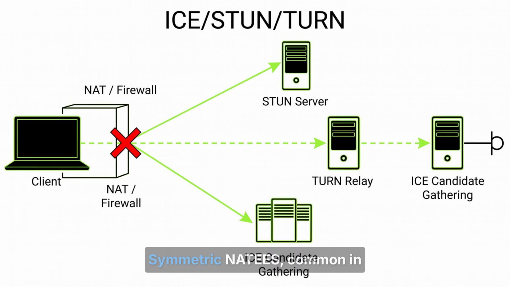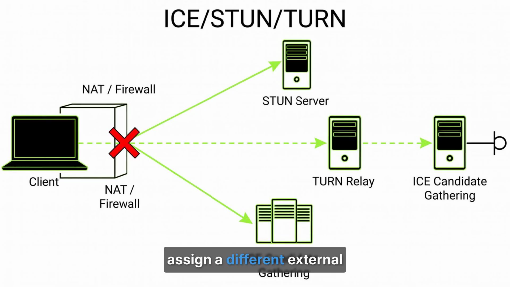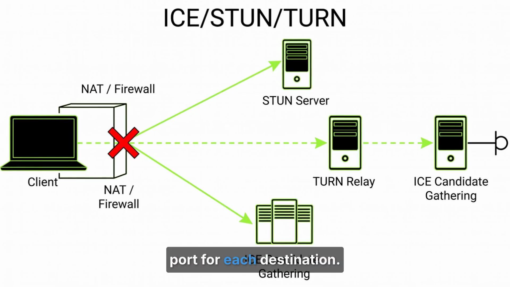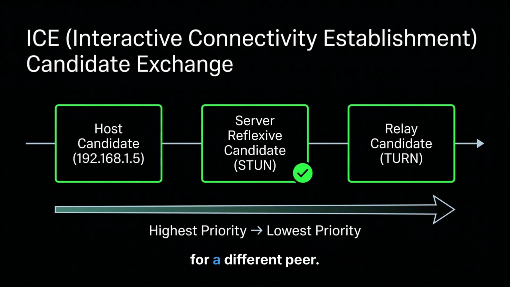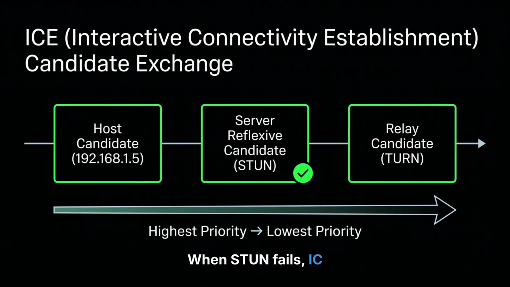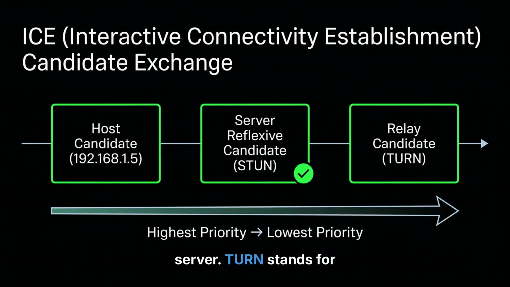But STUN doesn't always work. Symmetric NATs, common in corporate networks, assign a different external port for each destination. The address the STUN server sees won't work for a different peer. When STUN fails, ICE falls back to its third option, a TURN server.